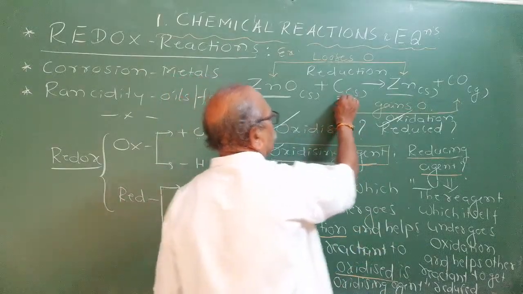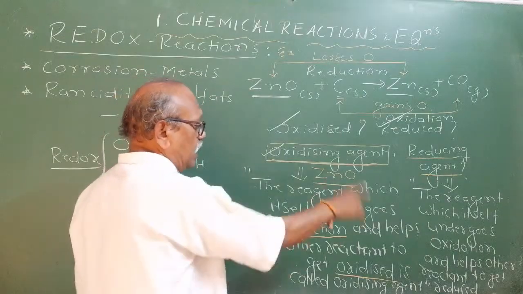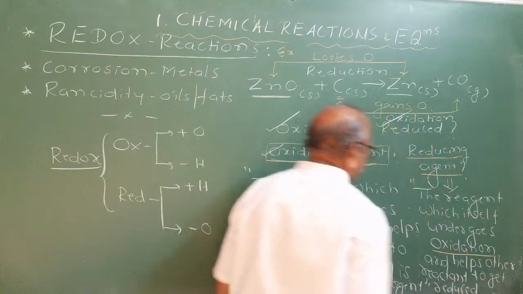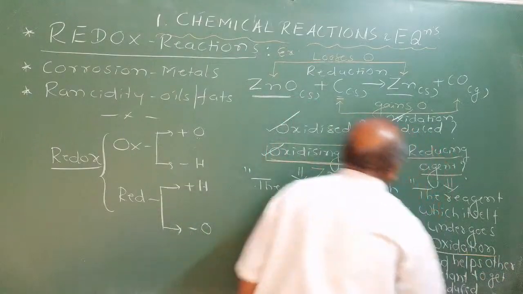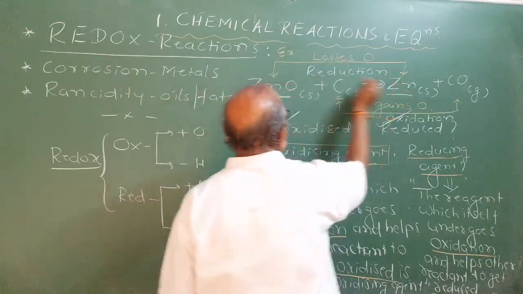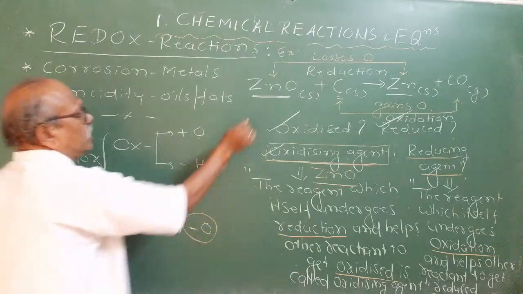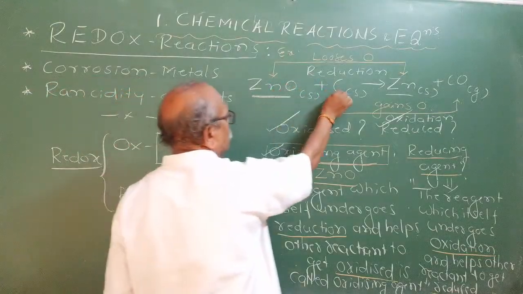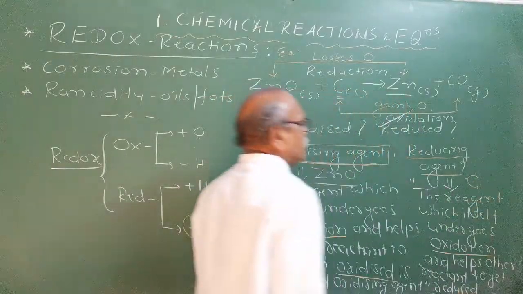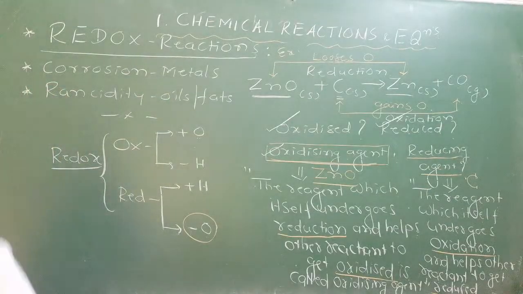Which is undergoing oxidation? Carbon is oxidized to carbon monoxide. It itself undergoes oxidation and helps the other reactant to get reduced. Which is reducing here? Zinc oxide should be reduced to zinc, meaning to undergo reduction, it should lose oxygen. Therefore, to lose oxygen, carbon is helping it. Therefore, carbon is obviously considered the reducing agent. Remember oxidizing agent and reducing agent clearly.